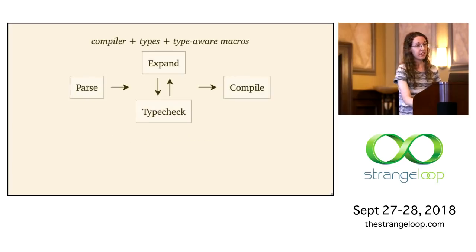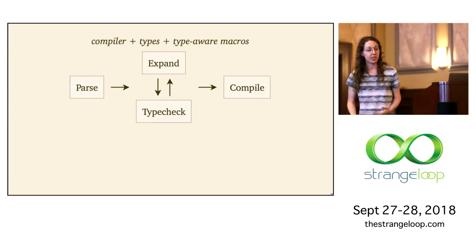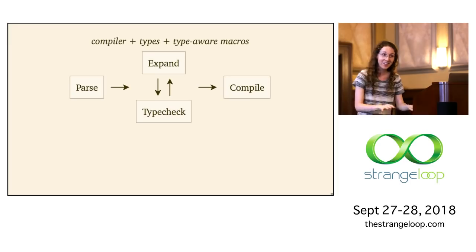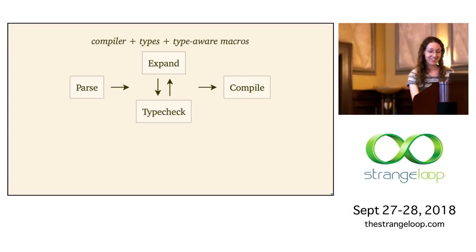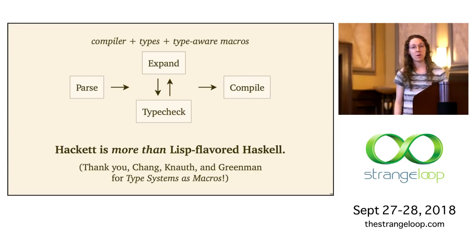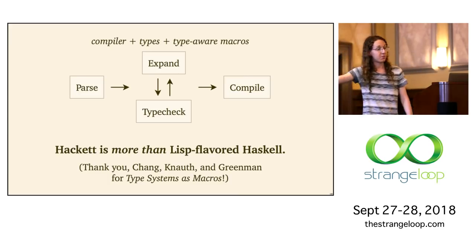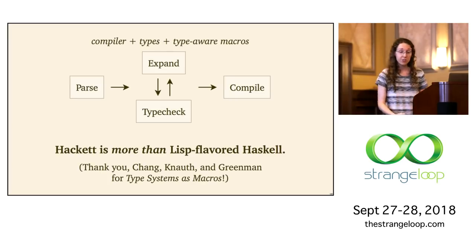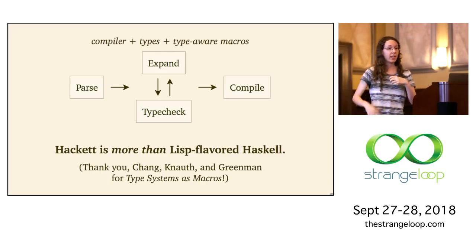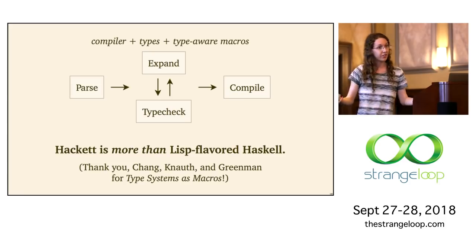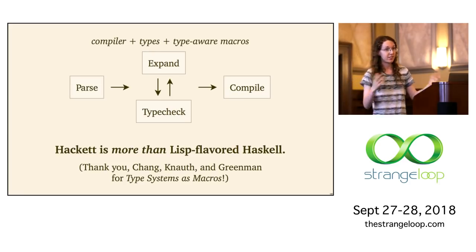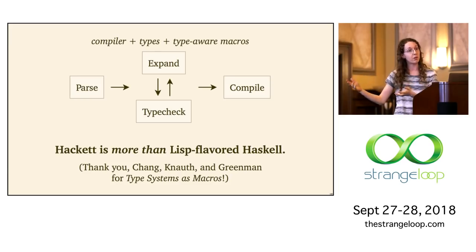So in order to have that, what you really need to do is interleave type checking and macro expansion. And this turns out to be very hard, and I did not come up with it. This comes from a paper that was presented a little less than 2 years ago at POPL called Type Systems as Macros. If you want to read more about the general technique that Hackett uses, you can read that paper. And Hackett extends it and adds a whole bunch of additional things to it, like Haskell-style type inference and type classes and all sorts of things that you would want in a real programming language.